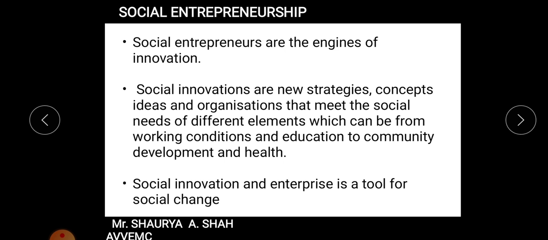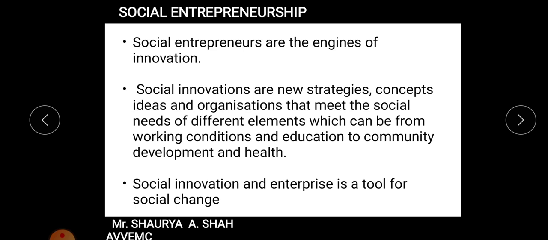As we all know, students, social entrepreneurs are the engines of innovation. Definitely the term entrepreneur itself says doing something new, doing something innovative, right, and creative. So social entrepreneurs are the engines of innovation. Social innovations, right? What do you mean by social innovations? The meaning for that, later on we'll see the definition also. What is the meaning? Social innovations are the new strategies, right? They are the new strategies, concepts, ideas and organizations.